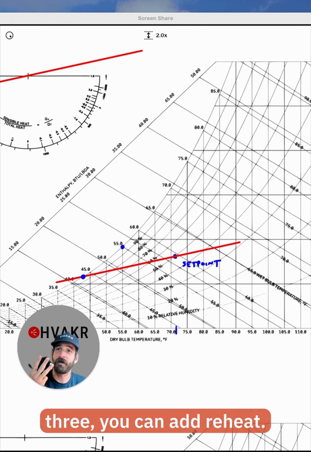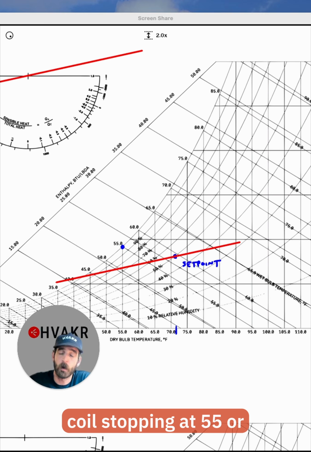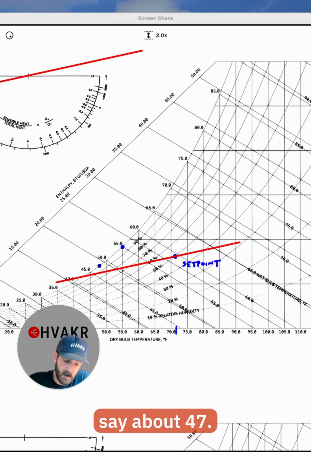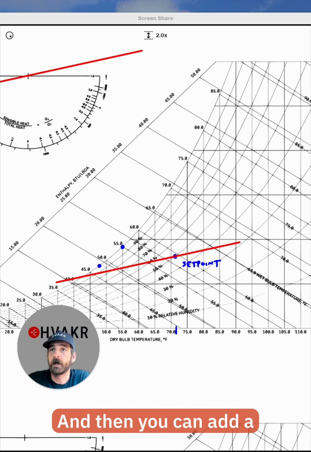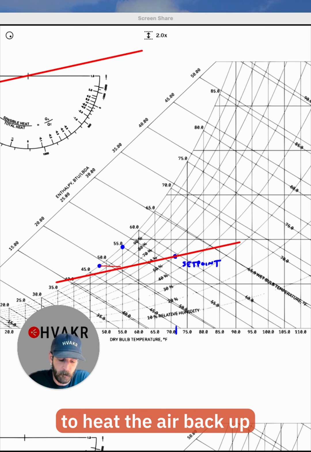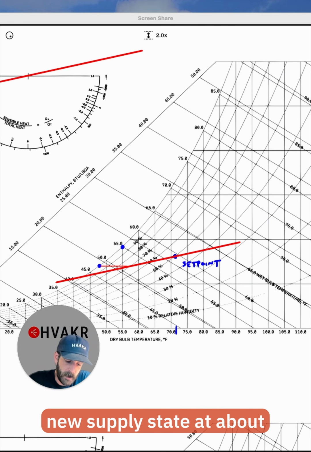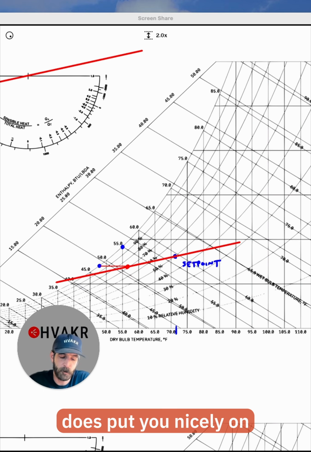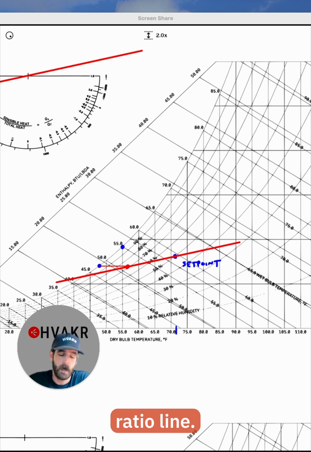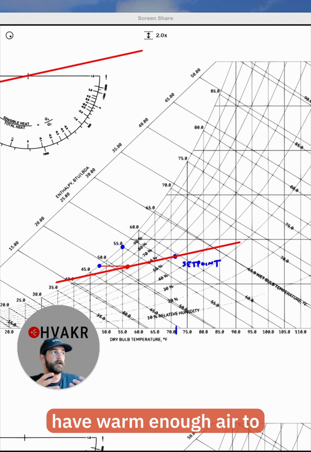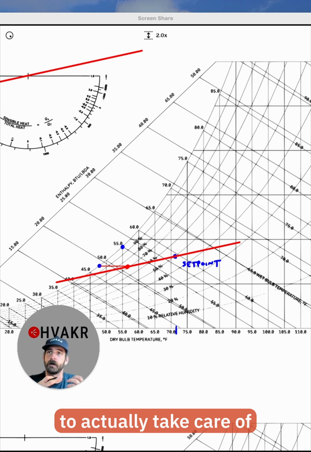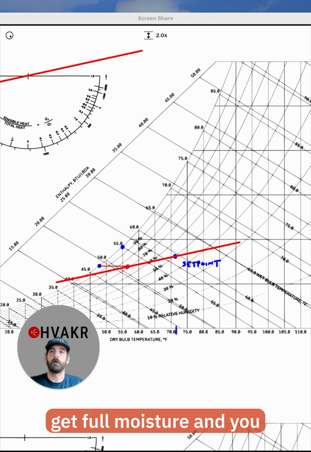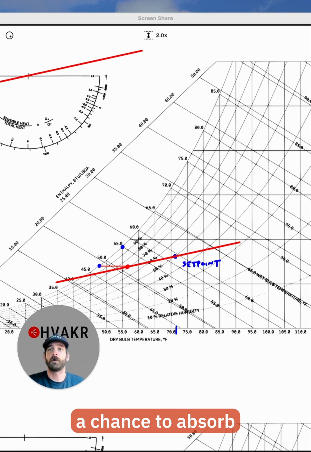So option 3, you can add reheat. Instead of your cooling coil stopping at 55 or going all the way down to 43, you can cool down to, say, about 47, and then you can add a little bit of reheat. That's going to heat the air back up and put your new supply state at about right here, so just about 55. In my case, it's a little bit more, but that does put you nicely on the space sensible heat ratio line. At this state, you have warm enough air to be comfortable, but it's also dry enough to actually take care of the latent loads in the space, and you'll have enough airflow to make sure you get full mixing and give your system a chance to absorb that latent load.